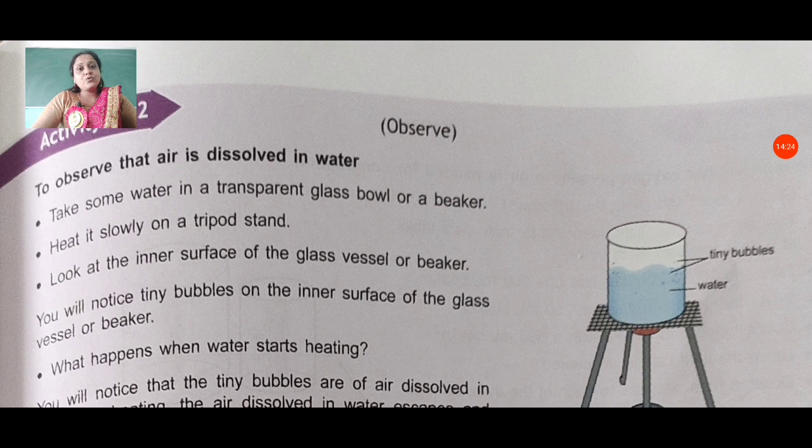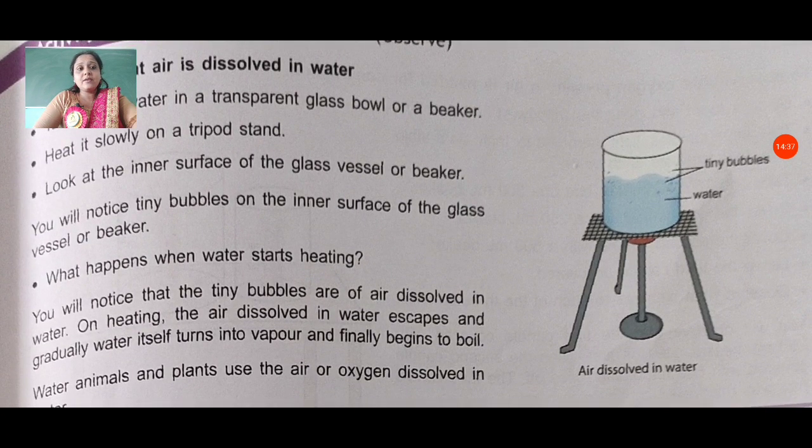Activity 17.2, to observe that air is dissolved in water. For this, take some water in a transparent glass or beaker. You can see it in the figure. Heat it slowly on a tripod stand. Put this beaker on the tripod stand and heat it slowly. Look at the inner surface of the glass vessel or beaker. You will notice tiny bubbles on the inner surface after some time.